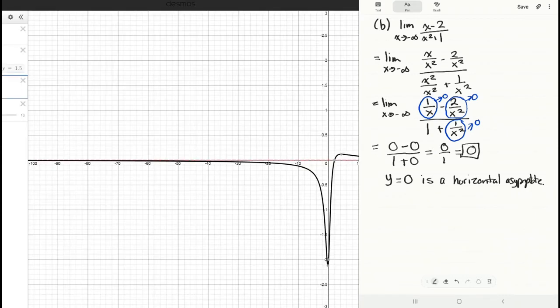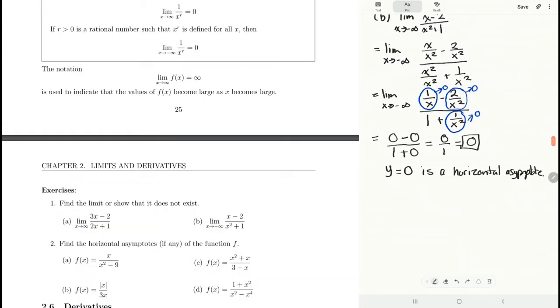So here's the graph of the function x minus 2 over x squared plus 1. So we see that as x goes to a very large negative number, the function will approach the line y equals 0, or the x-axis. And so the line y equals 0 is a horizontal asymptote of this function.